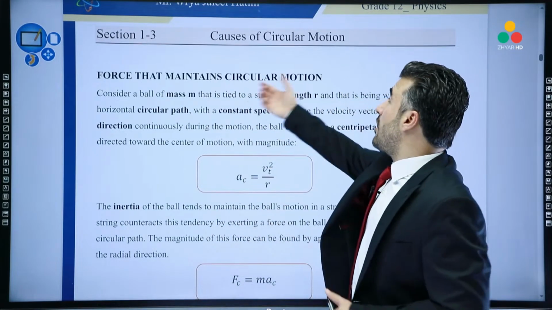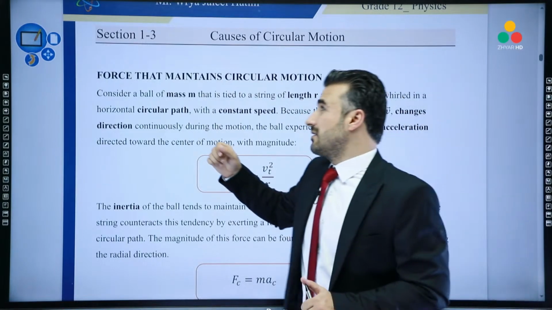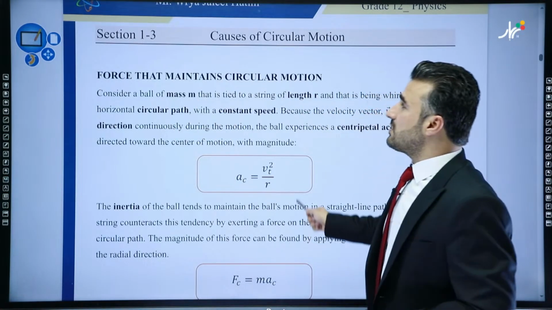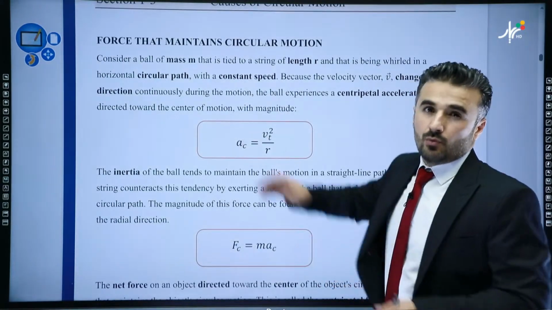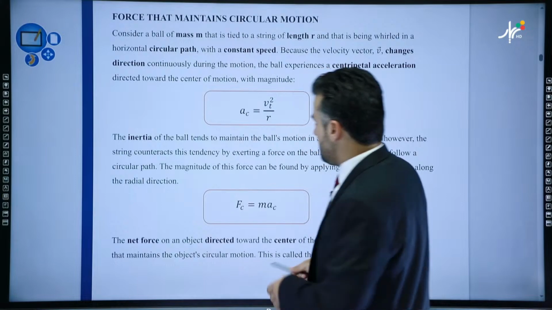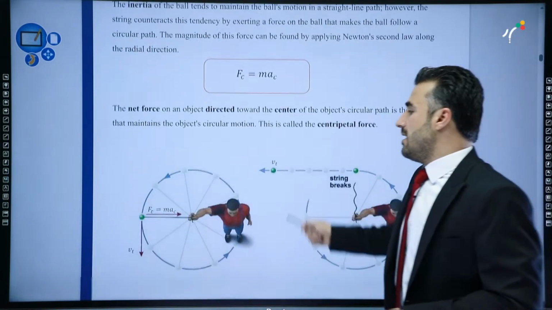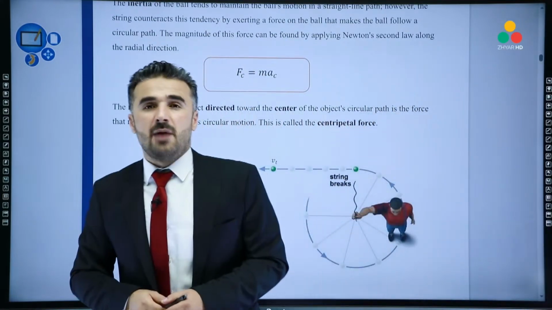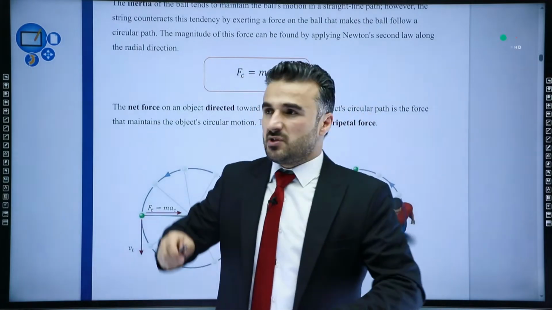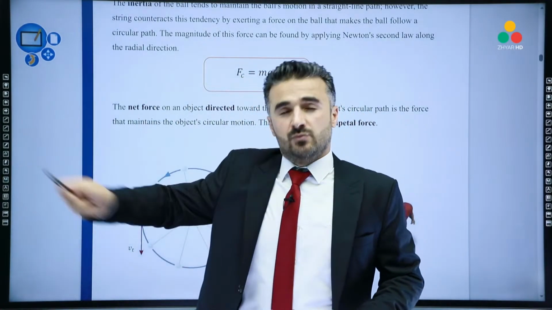Now, today we'll cover causes of circular motion, and that is basically the last section of Unit 1. So now the force that maintains circular motion, that is the concept for today. Now consider a ball of mass, like the one in this picture, that is being rolled in the air. So what happens if you have a ball that has a mass and it's attached to a string and you're trying to make it move in a circle?